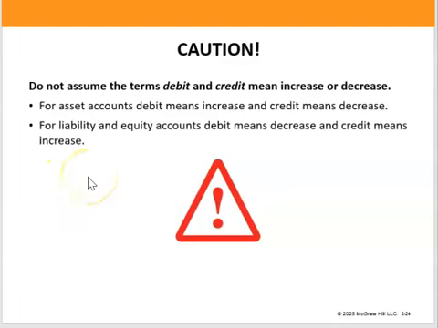And it's just saying here that for asset accounts, debits mean an increase and credits mean a decrease. For liability and equity accounts, debits mean a decrease and credits mean an increase. Do not assume the terms debit and credit means increase or decrease. It depends on the account.